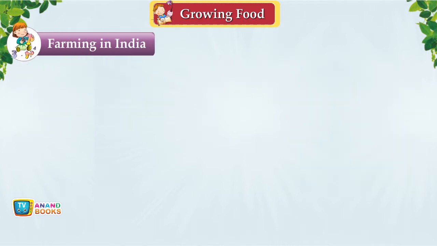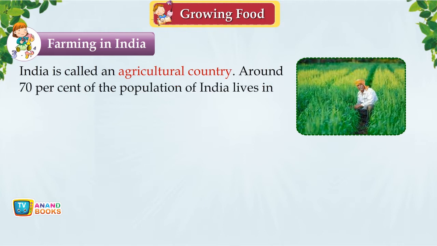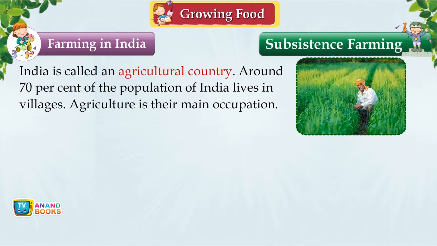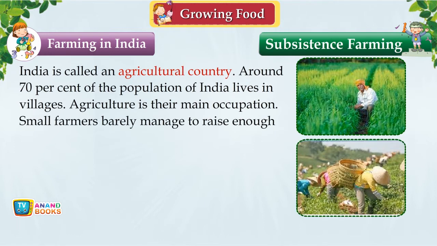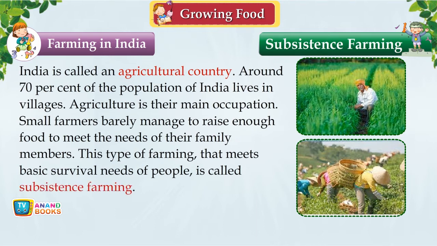Farming in India. India is called an agricultural country. Around 70% of the population of India lives in villages. Agriculture is their main occupation. Subsistence farming. Small farmers barely manage to raise enough food to meet the needs of their family members. This type of farming that meets basic survival needs of people is called subsistence farming.